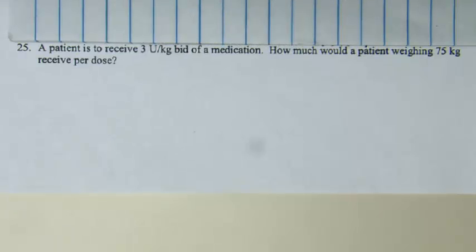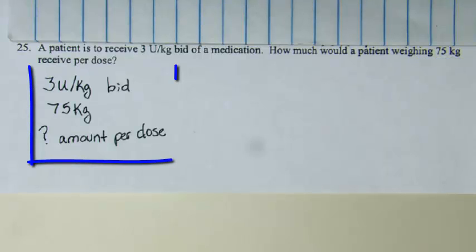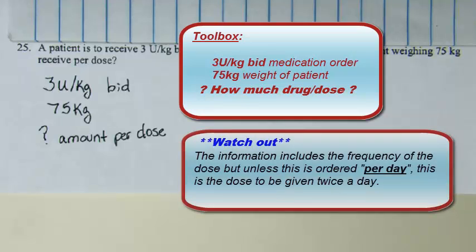In this second example of an Objective 5 problem, a patient is to receive 3 units per kilogram BID, or twice a day, of a medication. How much would a patient weighing 75 kilograms receive per dose? In the toolbox, we have the order for 3 units per kilogram, also including the frequency of the dose and the weight of the patient, 75 kilograms. Question, what is the amount per dose?